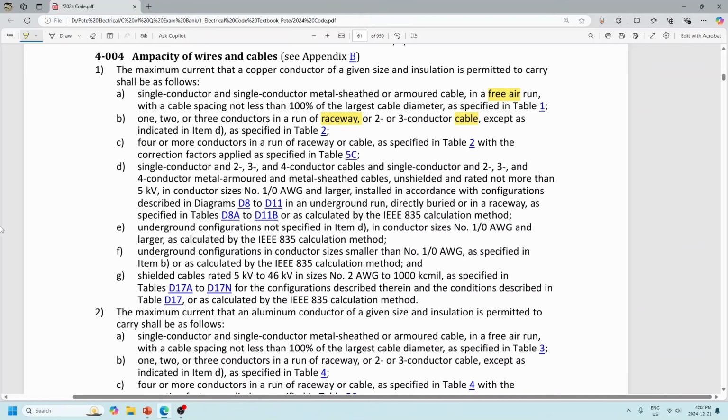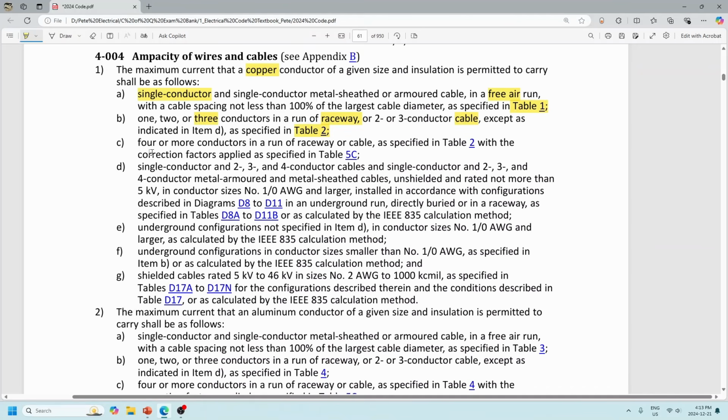Okay, so let's take a look at the first one. We got 4004 subrule 1. That one is for copper conductors, and if we're doing single conductor installs in free air, we're going to be looking at table 1. If we're looking at up to 3 conductors in a raceway or up to 3 conductors in a cable, we're going to be looking at table 2. So tables 1 and 2 are for copper. Free air is table 1, and raceway or cable up to 3 conductors is table 2.